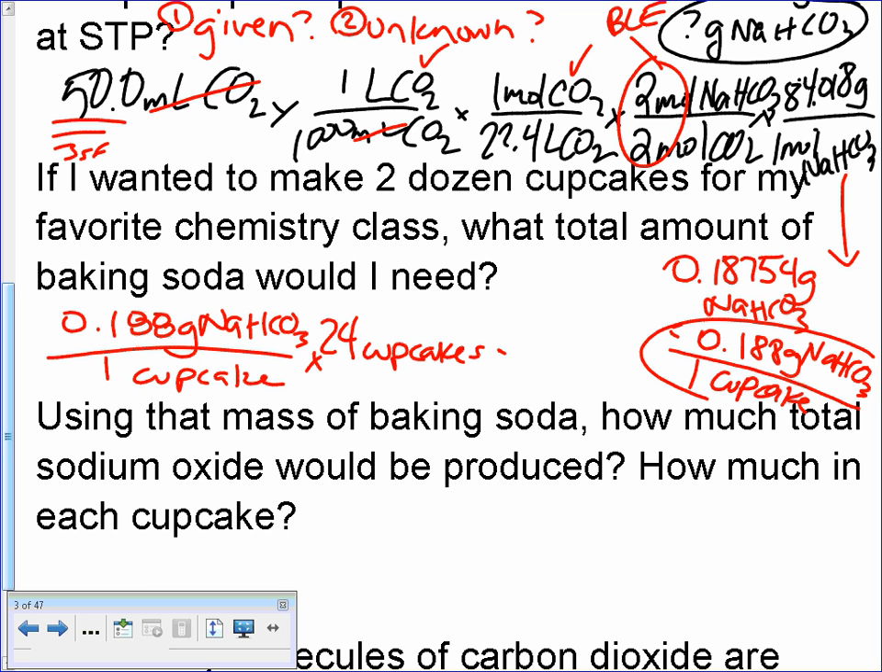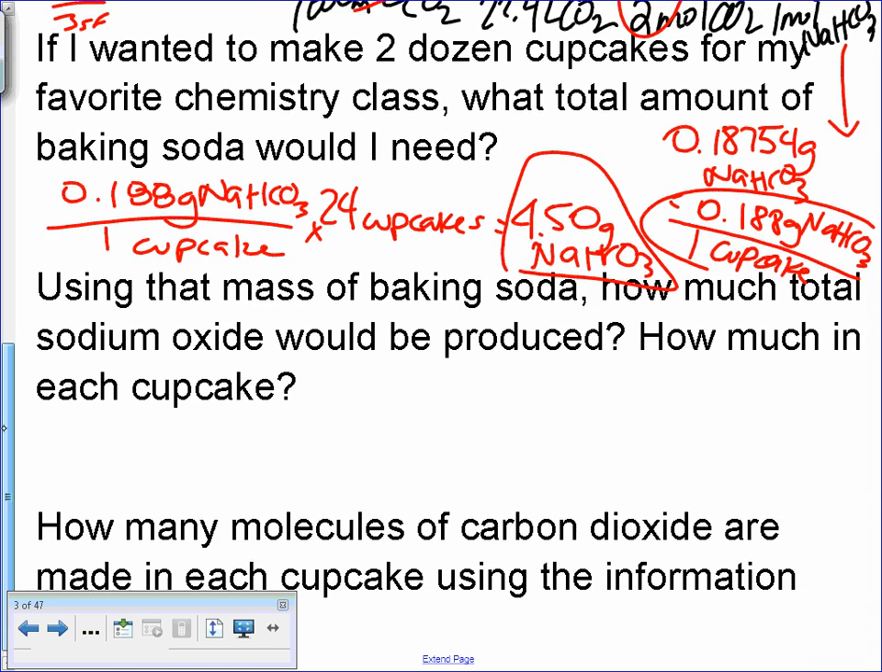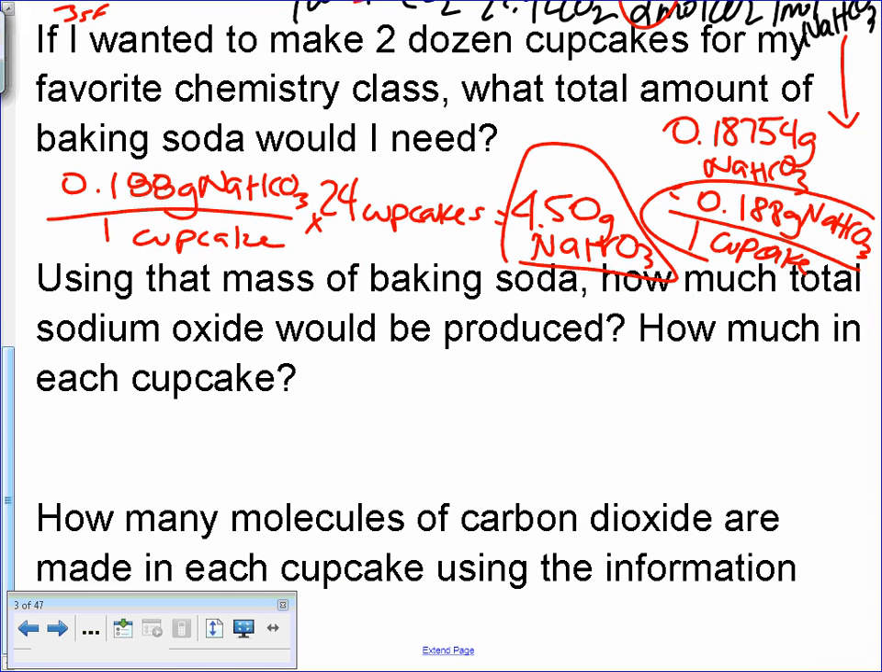But then when you multiply it out, what did you guys get? 4.50 grams of sodium bicarbonate. Okay, so if I was a baker, that's exactly how much I would add to my baking stuff. And that's how I would make my cupcakes, right? All right, so now using that amount of baking soda, how much total in all 24 cupcakes, sodium oxide would be produced? So now, you've already got your BC, right? Same BC the whole time. What is your given?